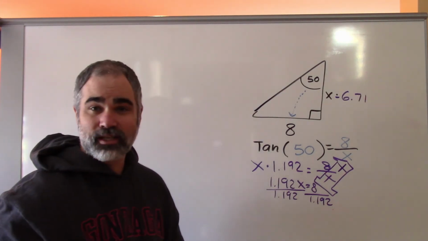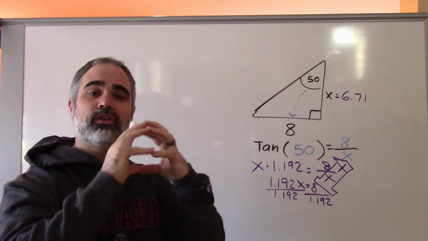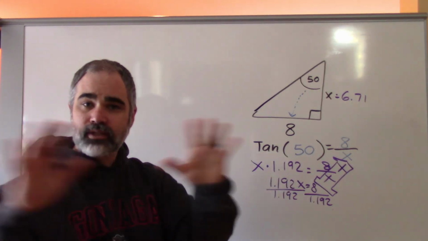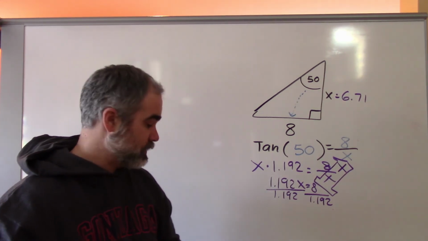So that's tangent. Tangent, again, takes an angle and turns it into side length, so you can use that number in order to solve for missing side lengths. You don't need to use the Pythagorean theorem. You don't need to do anything else. You'll be in really good shape for this.